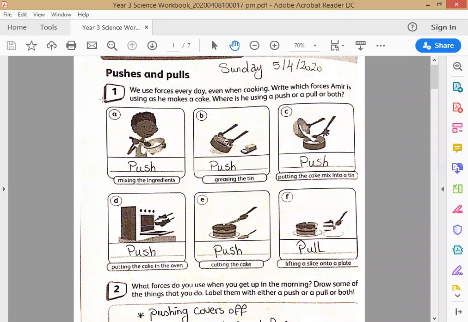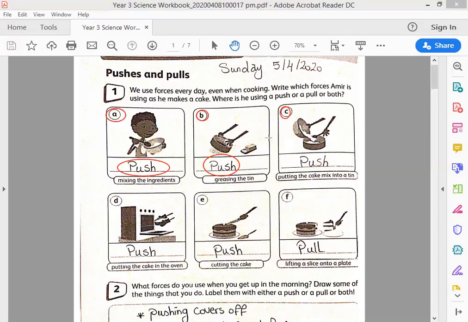Okay? In picture A, he told you that the boy is mixing some ingredients to make a cake. What do you think he's going to make with the flour and the eggs and the sugar and so on? He must push the ingredient to mix them well. In question B, he told you that he's greasing the tin. Greasing the tin means he started to place some butter. To place some butter, he must push to place the butter in the tin or in the pot.